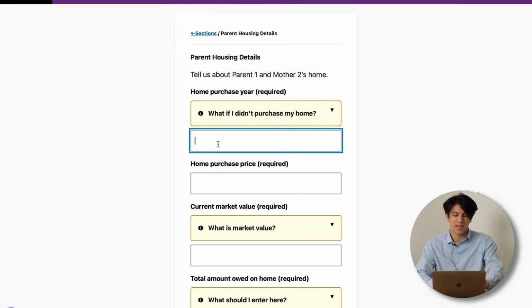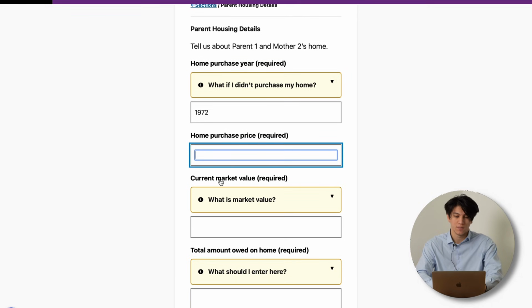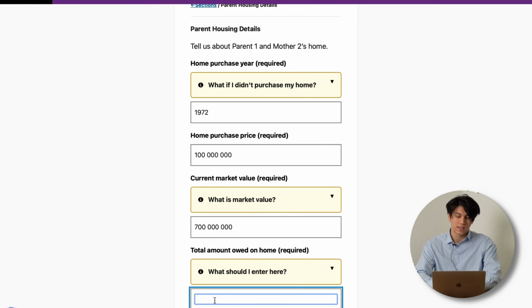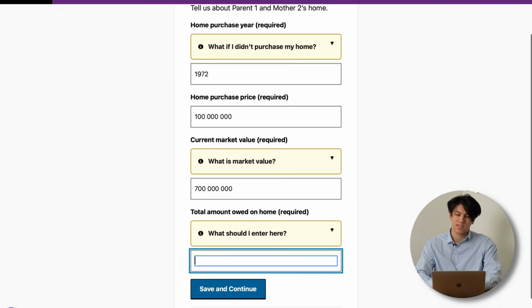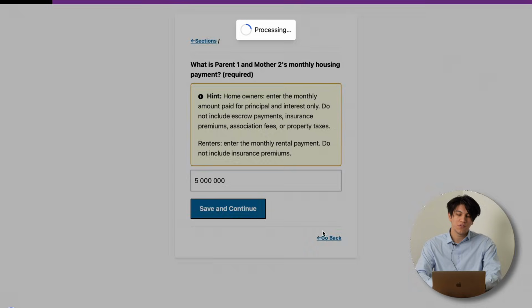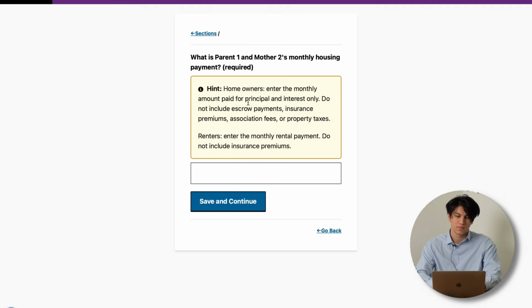Home purchase year, they're asking, 1972. They don't ask for the official document, don't worry about this. Just write approximately. Home purchase price is, let's say, 100 million sums. In the current market it is 700 million sums, right? Total amount, that's credit. I mean, if you have credit, let's say you got 500 million in credit and you have 300 million left, you just put 300 million, and they ask you how much you pay monthly for the credit. Let's say 5 million we pay, right? And if you remove the credit here, if you just write 0, they don't ask this information. No. 0.